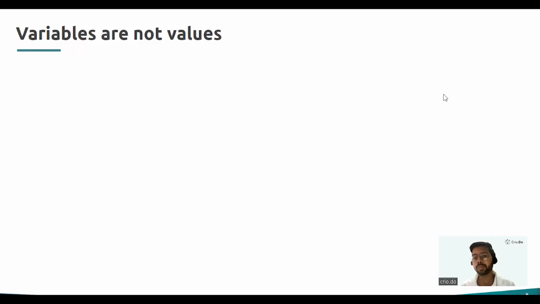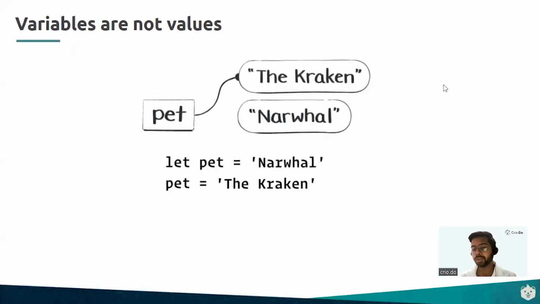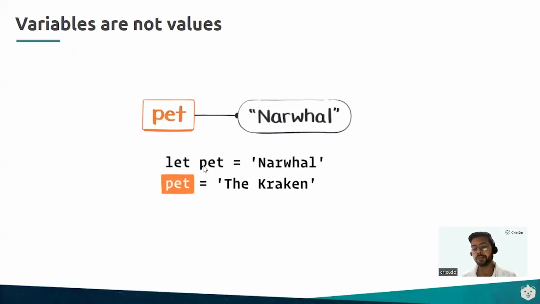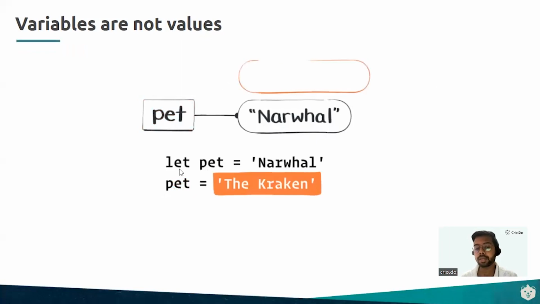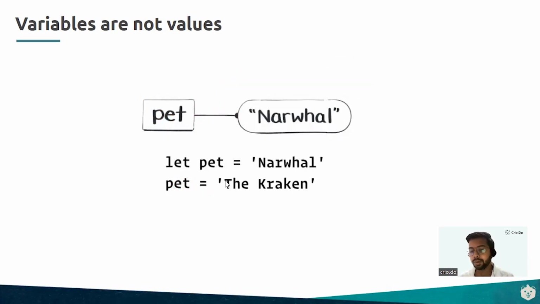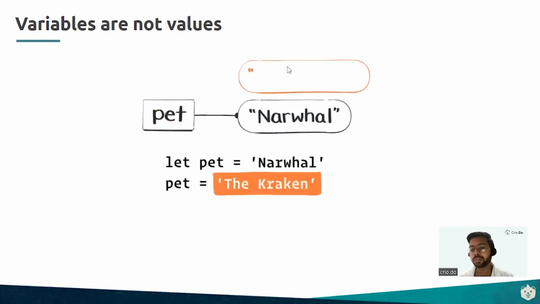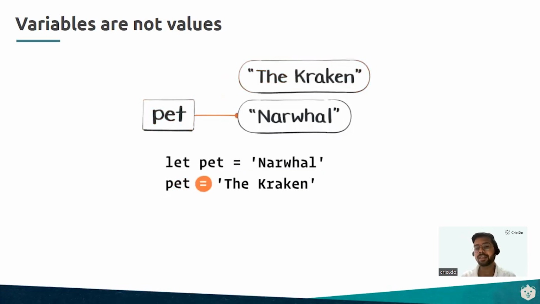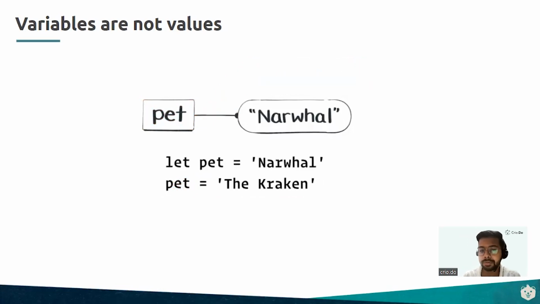This concept can be very well understood by this animation in front of you. So let's say we had a variable which was declared with the identifier let. So we are saying let pet equals narwhal. So pet was simply referring to the value narwhal in the beginning. Once the reassignment has been done, this pet variable will simply start referring to the new value, which is the kraken. So basically the thing that we have to understand over here is that there are no such containers like pet or something which are actually storing those values. It is simply a referring game over here.